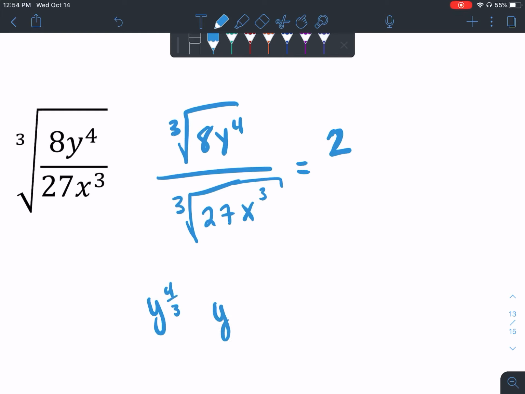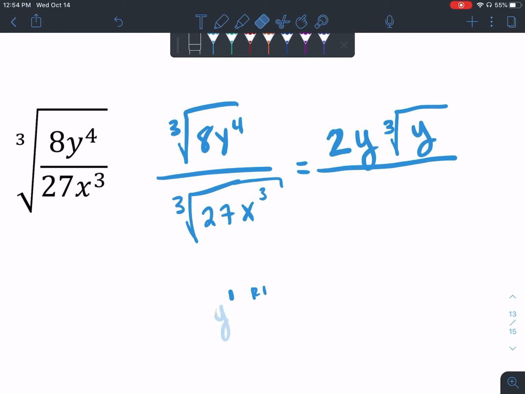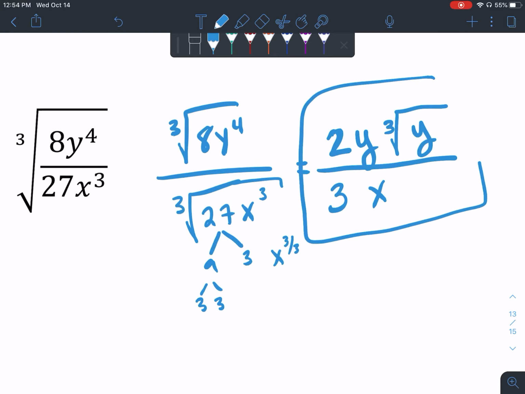So that gives me y. If I divide those, it's y to the 1, and then there's a remainder of 1. So the y to the 1 comes to the outside. The remainder 1 stays inside. In the denominator then, same thing, 27, you might not be sure, so you can break it down to 3 and 9, 3 and 3, and I see that I have a 3 cubed, so that 3 goes to the front. The x would become x, 3 divided by 3, which is just 1, so that x comes out to the front. And there you have it.